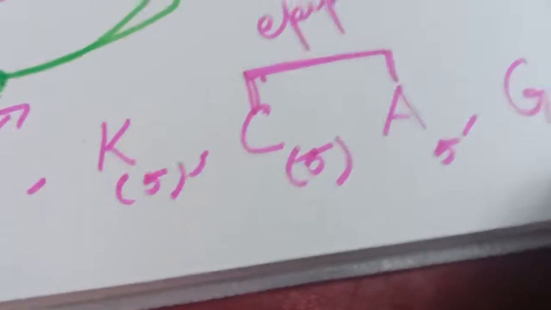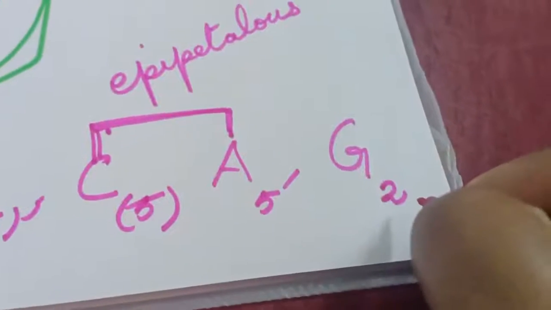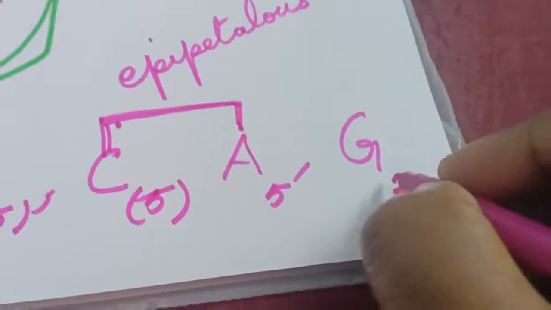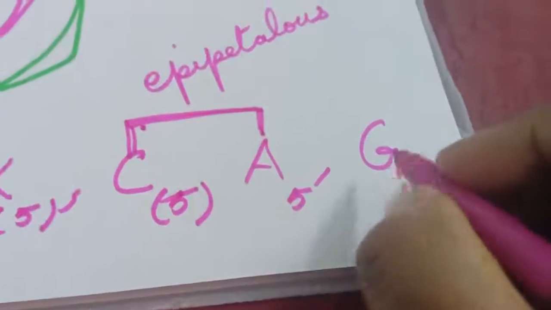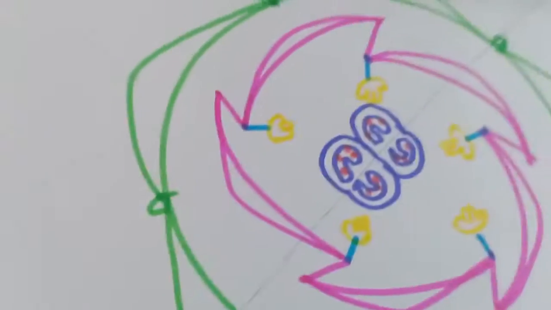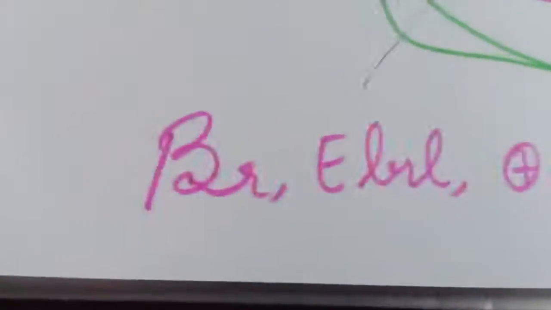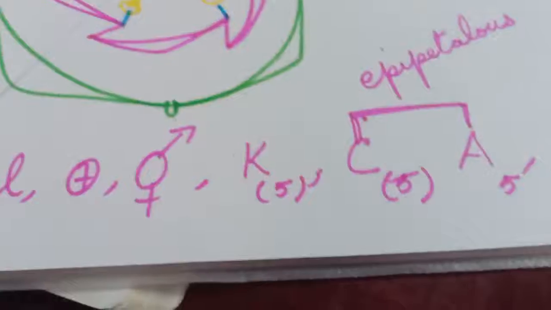Fine. Then gynoecium, how many? 2. Bicarpellary, and carpels are united. And ovary is superior. So by seeing the floral diagram, you must be able to write the floral formula. By learning the floral formula, you must be able to write the notes.